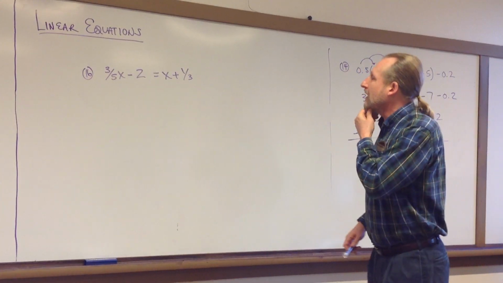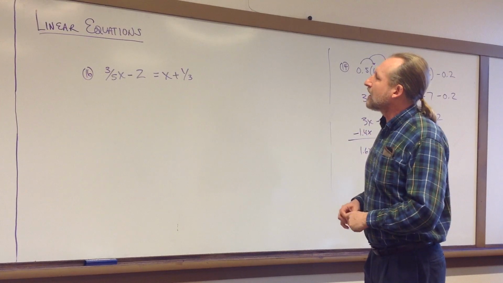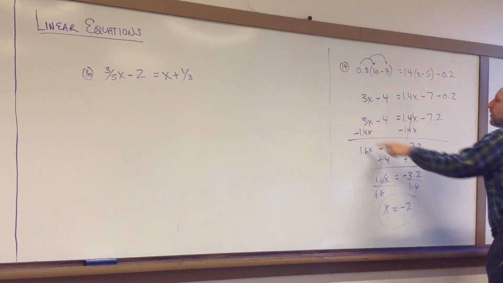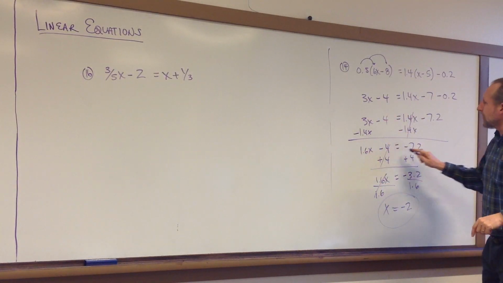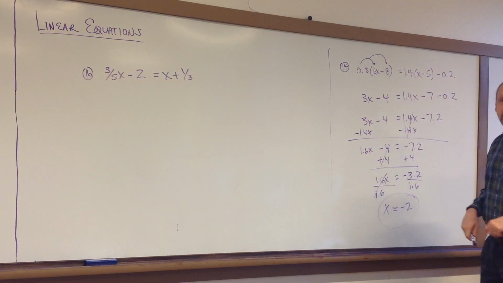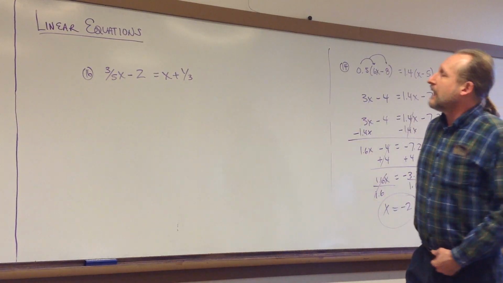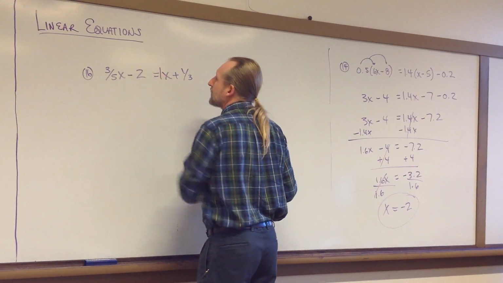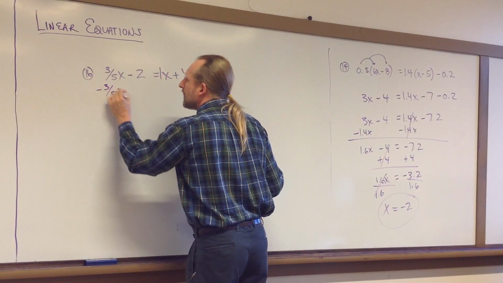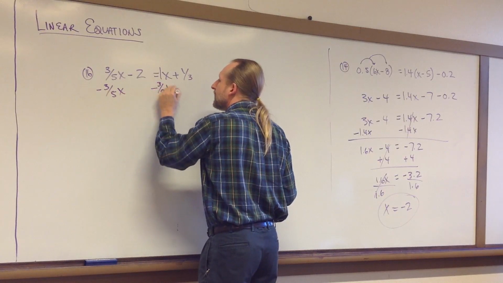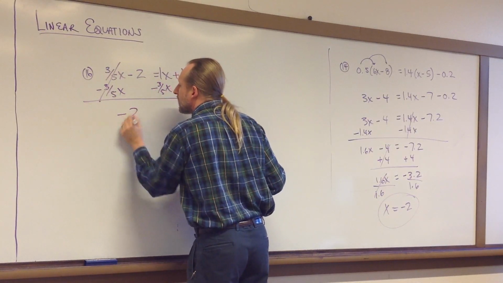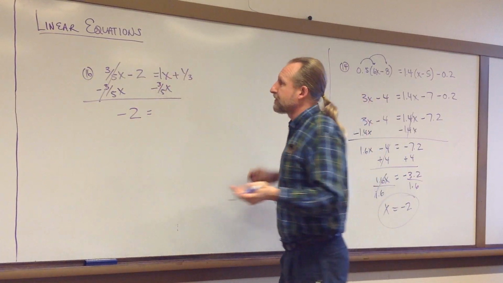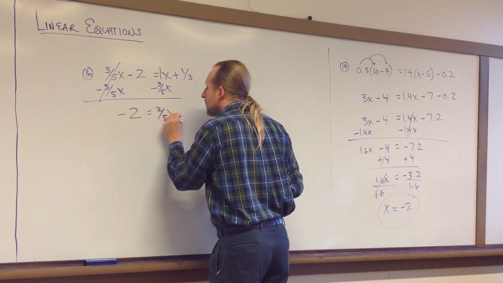Okay? All right, so let's see what we've got going here. I'm going to do the same thing over here that I just did over here, where I collected the variables on one side and I collected the numbers on the other side. I think in this case, I'll collect the variables over here. This starts with 1x. I'm going to subtract 3/5 x from it. That'll leave us negative 2 here. 1 minus 3/5, that's 5/5 minus 3/5 is 2/5.